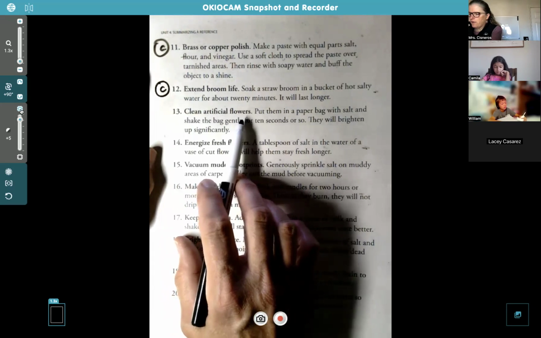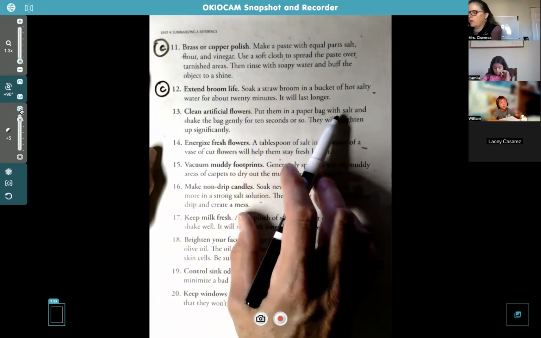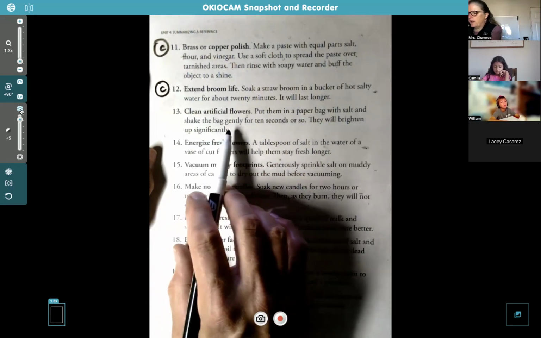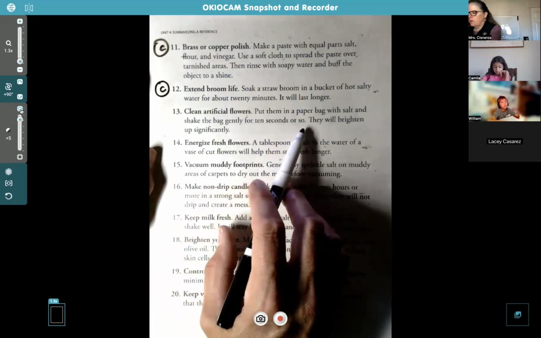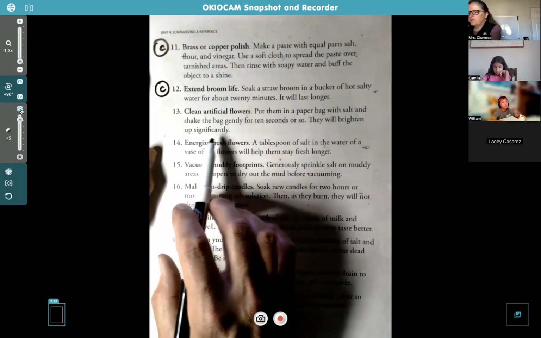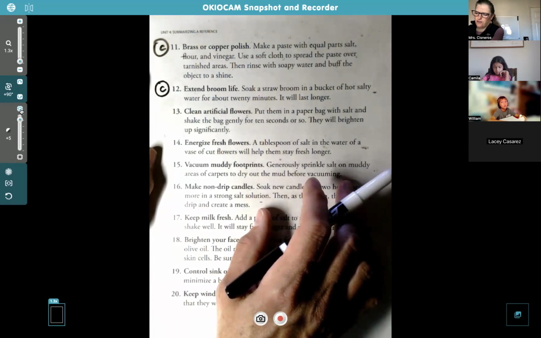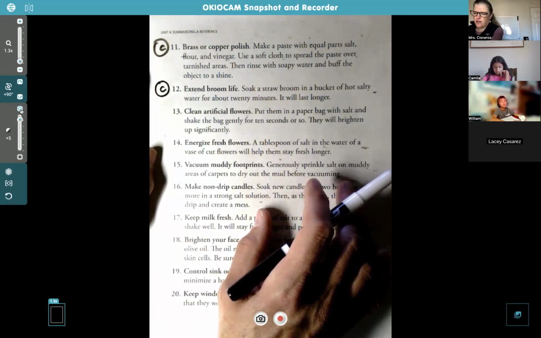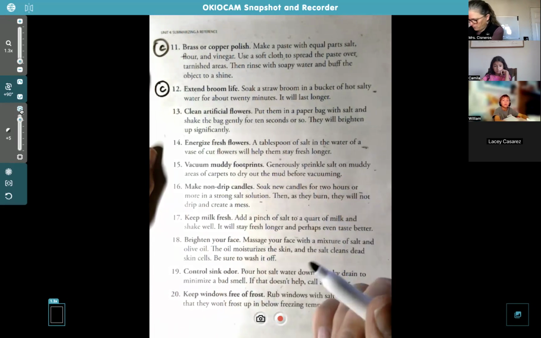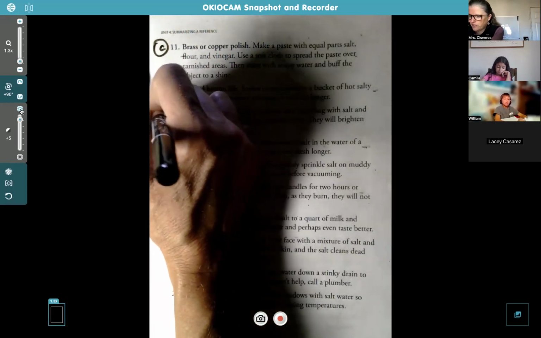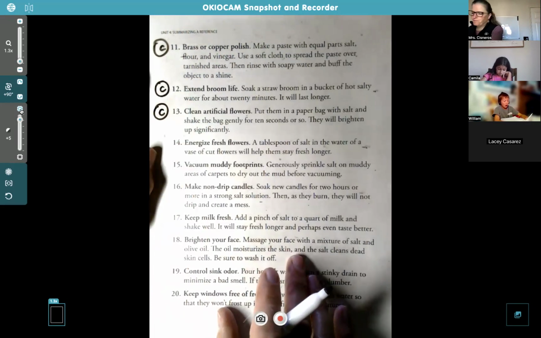Clean artificial flowers. Put them in a paper bag with salt and shake the bag gently for 10 seconds or so. They will brighten up significantly. That's weird. You know, artificial flowers are flowers that are fake, like fake flowers. Yeah. Well, somehow you can make them brighter with salt. I've never tried that, so I'm curious about that. But that is also a cleaning technique, so I'm going to put a C there.